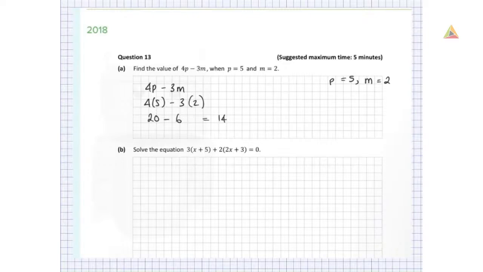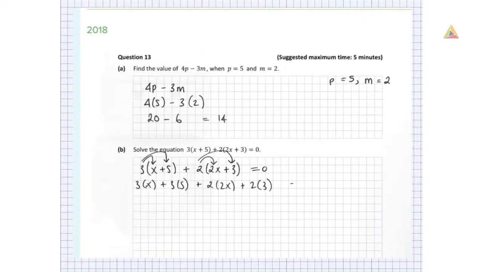3 by x plus 5 plus 2 by 2x plus 3 is equal to 0. So we're going to write that out. Now, we know what to do here. 3 by that, so 3 by x, 3 by 5, 2 by 2x, and 2 by 3. So it's going to be 3 by x plus 3 by 5 plus 2 by 2x plus 2 by 3 equals 0.